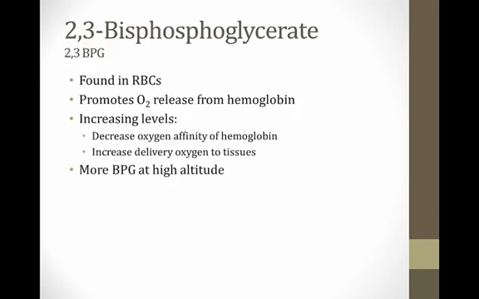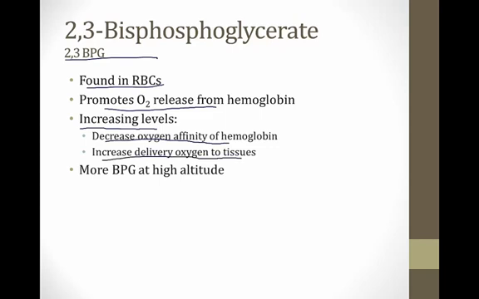There's a molecule called 2,3-bisphosphoglycerate. It's often just called 2,3-BPG, and this is found in red blood cells, and it promotes oxygen release from hemoglobin. There's always a little bit of it found in your red blood cells. If the levels of 2,3-BPG go up, this is going to decrease oxygen affinity for hemoglobin and make it easier to deliver oxygen to tissues.